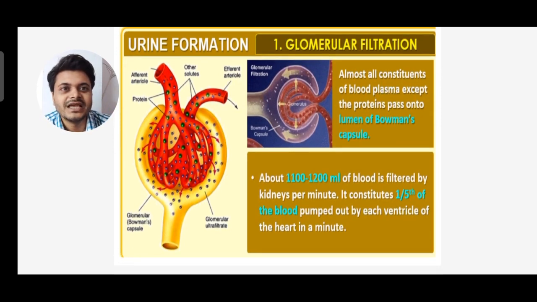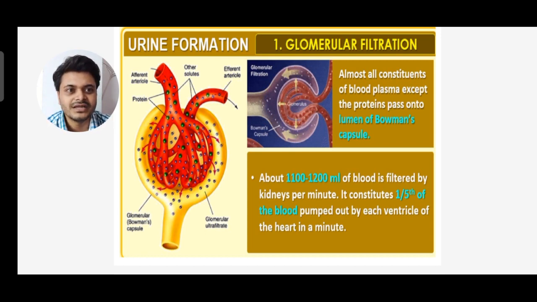You can see the afferent arteriole on the left-hand side and the efferent arteriole in the diagram. Through the afferent arteriole the blood is coming inside, and through the efferent arteriole the blood is going outside. You can see Bowman's capsule, the outer yellowish one, and the glomerular filtrate. In the glomerulus, the red one, the tuft of capillaries is present. Almost all constituents of blood plasma except the proteins pass into the lumen of Bowman's capsule.